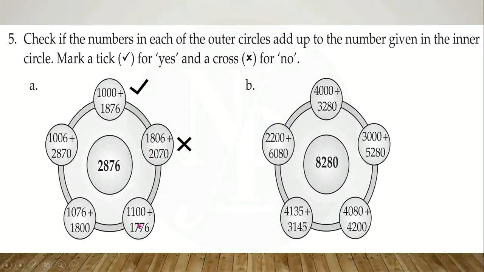Coming to the third circle here, 1100 plus 1776. Adding these two, you will get 2876. You may add and check. So I will put a tick mark here.